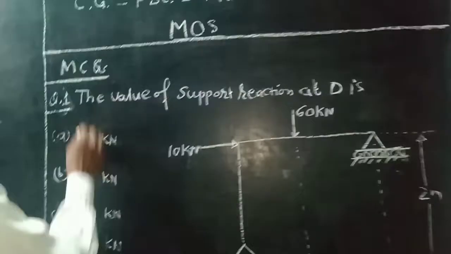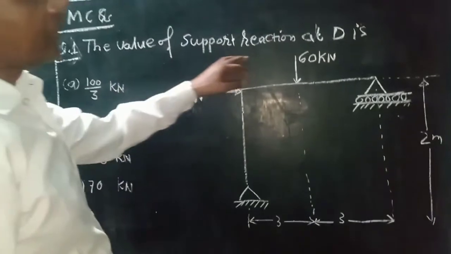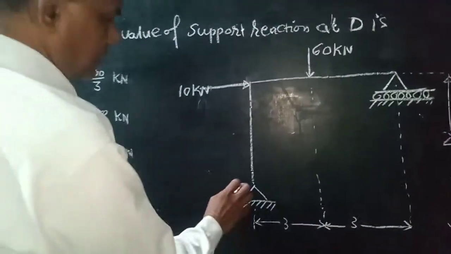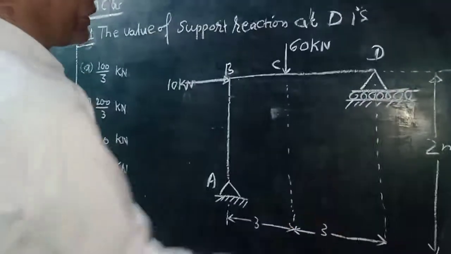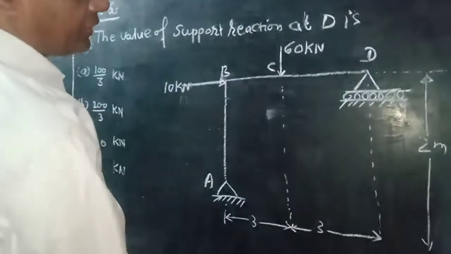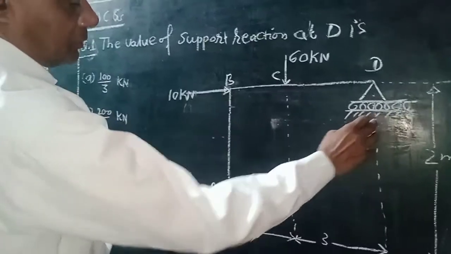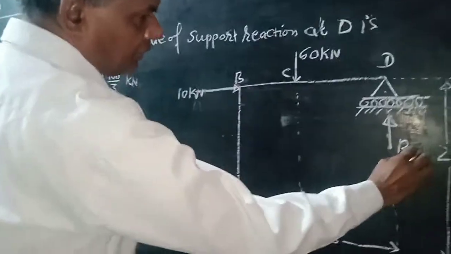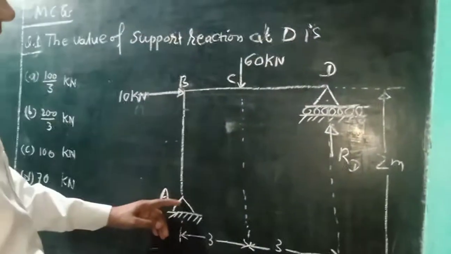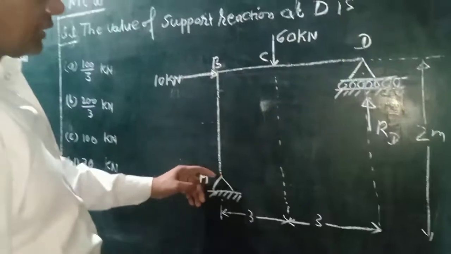In question number 1, find the value of support reaction at D. This is point A, this is point B, this is C, and this is point D. To find the support reaction at D: this is a roller support and this is a hinge support. So the roller support has only one reaction, RD, and the hinge applies two reactions, horizontal and vertical.